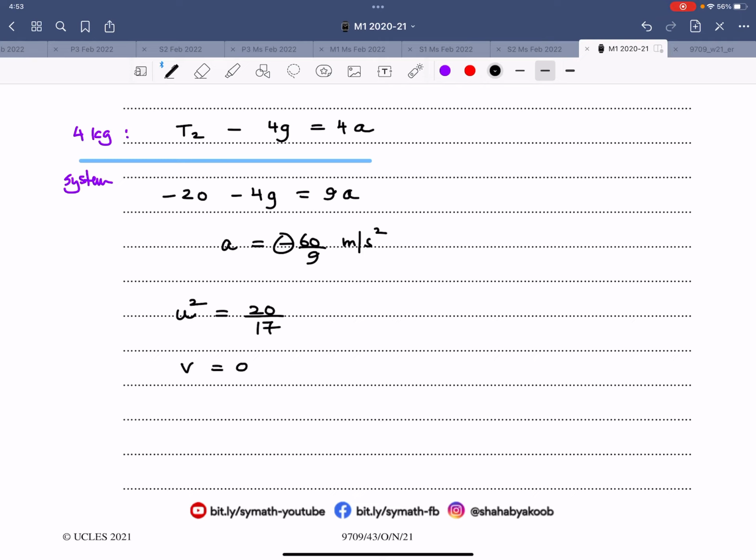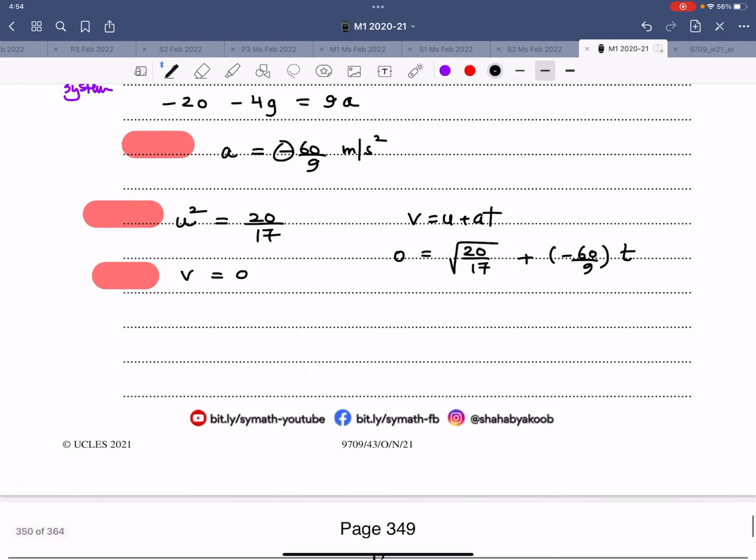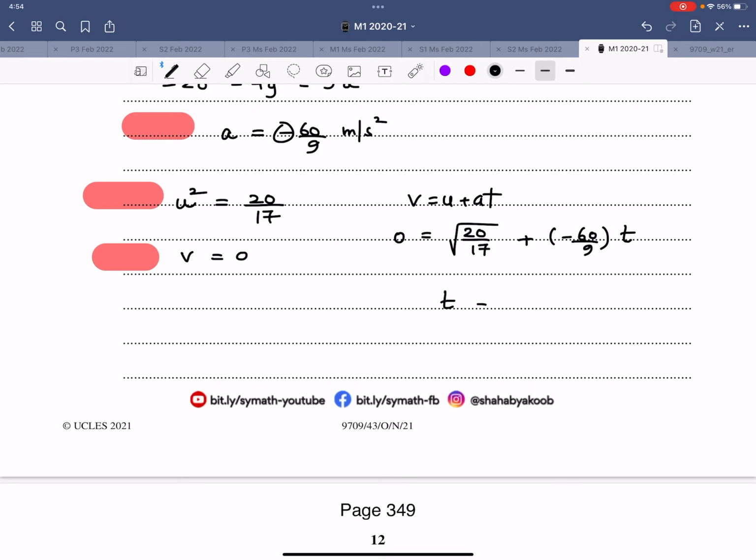So we have acceleration, we have initial velocity, we have final velocity, and they are asking us the time. Therefore, v equals u plus at, and v is 0, u is the square root of 20 over 17, a is negative 60 over 9 multiplied by t. Now you can use a calculator and then you get the answer as 0.163 seconds.